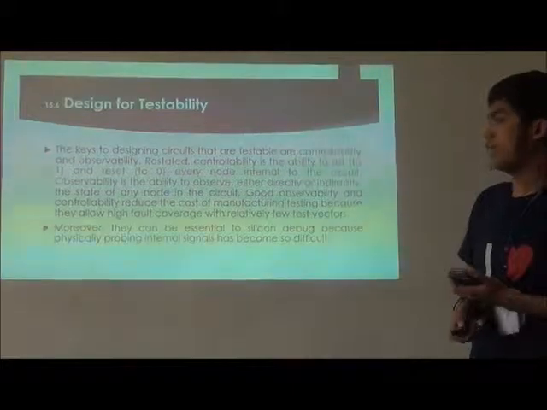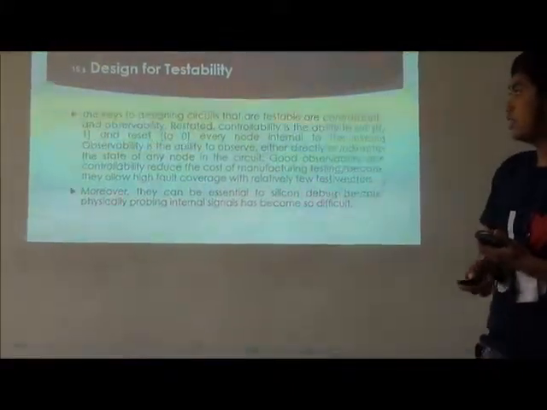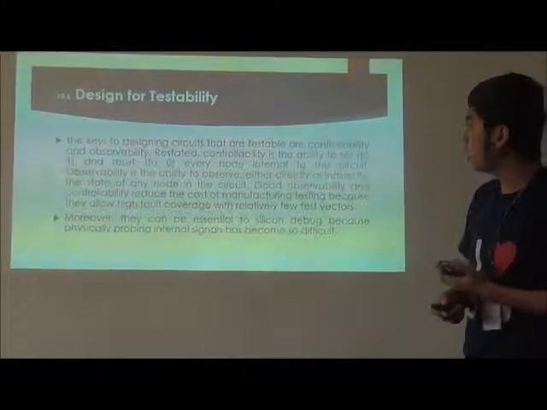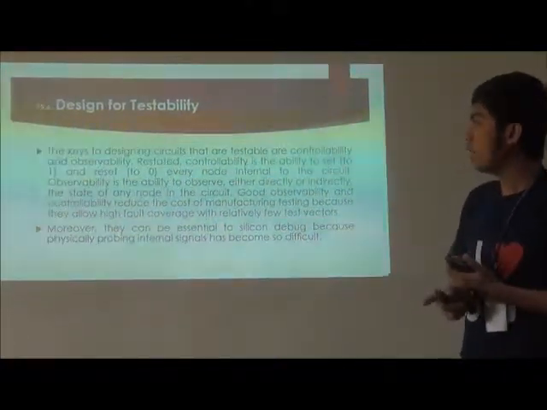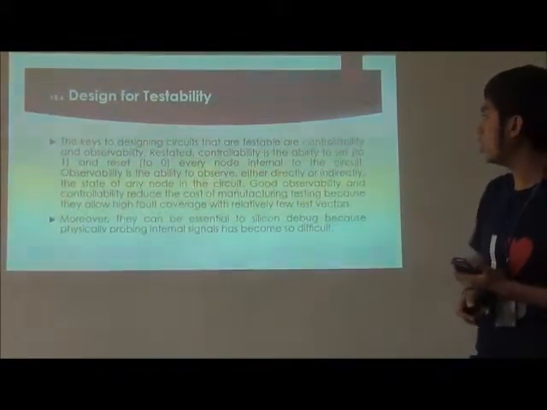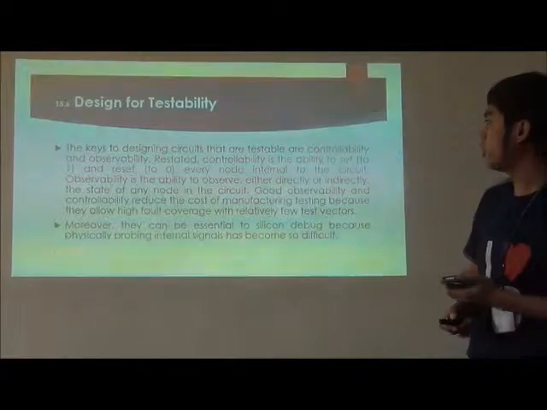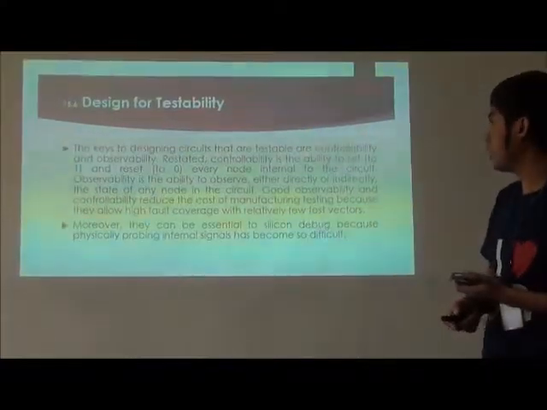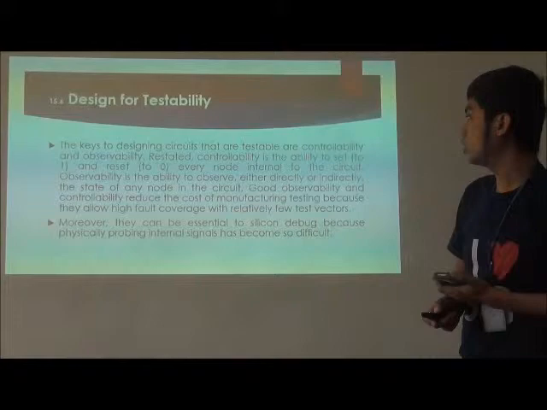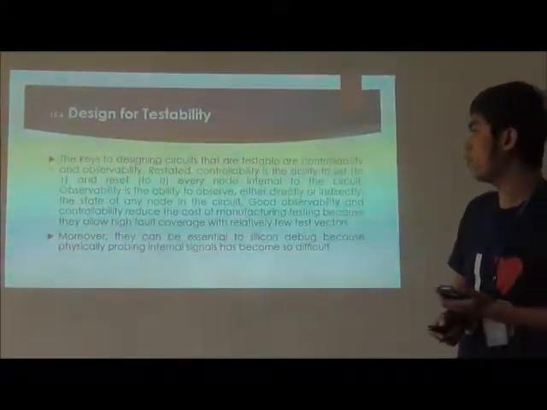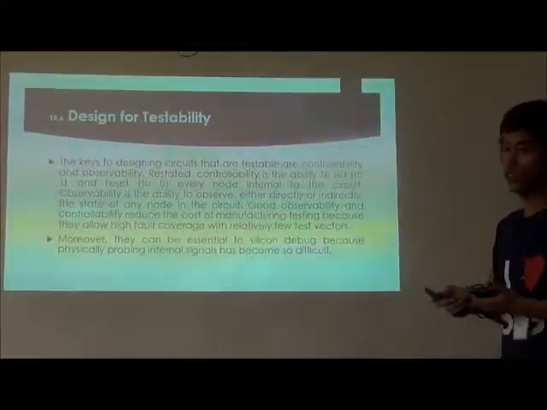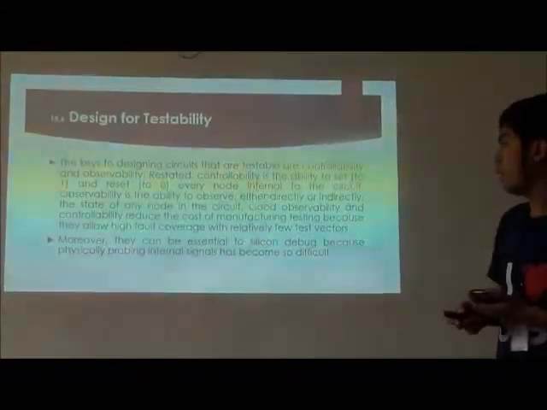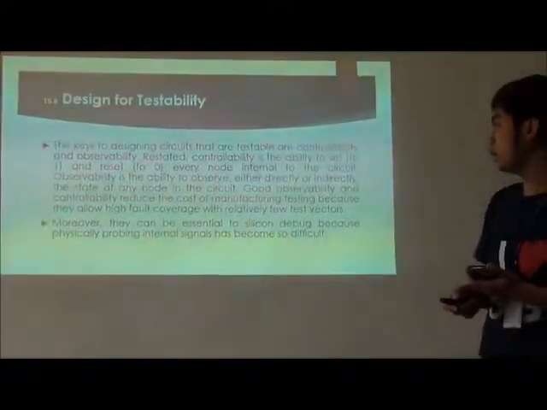Next part, design for testability. The keys to testable design are controllability and observability. Controllability is the ability to set to 1 and reset to 0 every node internal to the circuit. Observability is the ability to observe, either directly or indirectly, the state of any node in the circuit. Good observability and controllability reduce the cost of manufacturing test because they allow high fault coverage with relatively few test vectors. Moreover, they can be essential to silicon debug because physically probing internal signals has become so difficult.